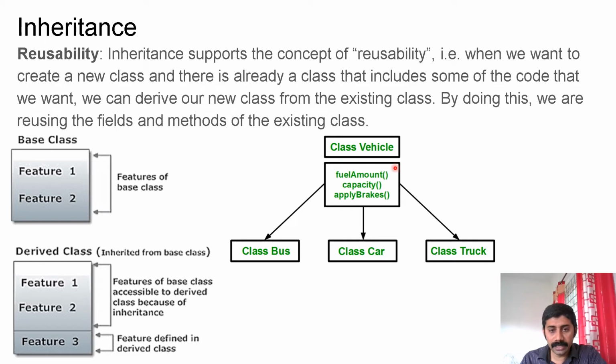In this example, we have a class for vehicle. In this vehicle, I have fuel amount, capacity, apply brake. All these things I implemented in the base class. Now, if I derive classes from this vehicle class, for the bus, car, and truck, three classes are derived from the base class. In all these three, the basic implementation that we did in the parent class is already inherited. So the reusability is happening in inheritance.